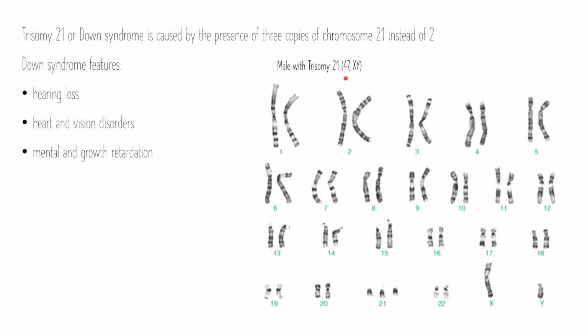Now, pause the video, and I want you to have a go at notating those 2 karyograms the same way we notated it right here. So pause the video and have a go.